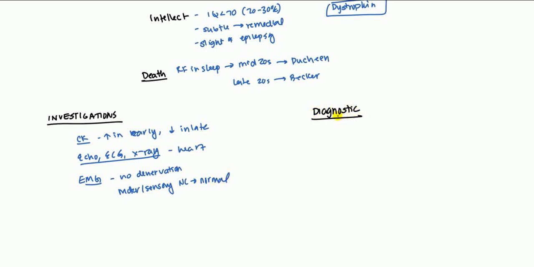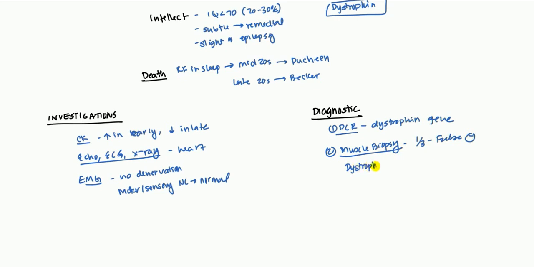So how do you diagnose it? Definitive diagnosis: one is you can do PCR of the dystrophin gene. So this is a pretty classical way of diagnosing it. However, if you get a negative, you might want to also do a muscle biopsy, because this can catch up to the 1/3 of the false negatives. So this is very important to do. The test that you do is called dystrophin immunocytochemistry. So that's the test for it. And generally the biopsy that you would take is either going to be from the quadriceps or the gastrocnemius, which is the calf muscle.